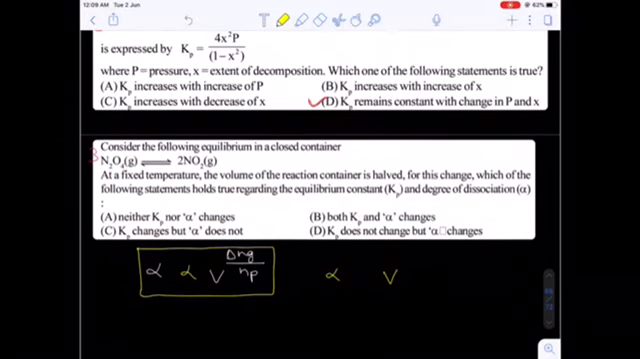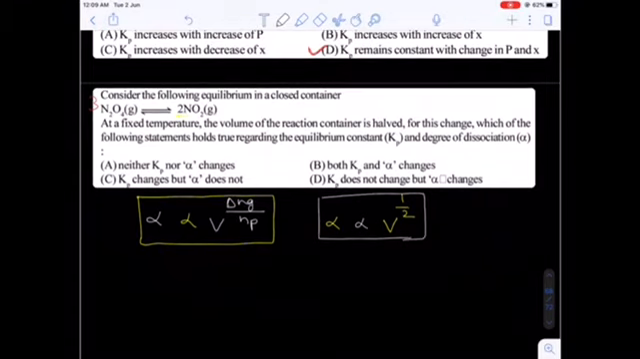Now what is the delta Ng here? 1, because 2 moles of product and 1 mole of reactant. Now the number of moles of reactant will be 2 moles. So this is the root V. So this is the relation between alpha and V.